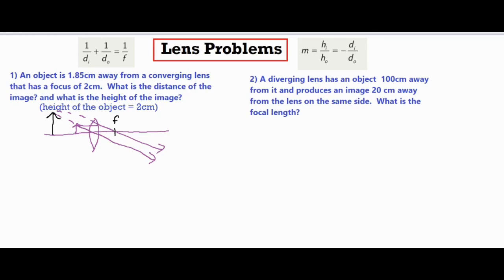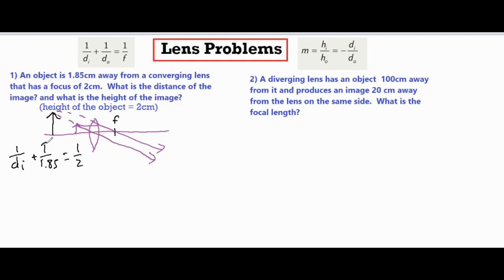So let's go ahead and start plugging in our numbers. We're going to start off with this formula over here because we have our distance of the object and our focus. So we're going to want the distance of the image first. So 1 over di plus 1 over 1.85 equals 1 over 2. Now the standard unit for distance is normally meters, but I have everything in centimeters. So as long as I stay consistent with that unit, my answer is going to come out in that unit as well. So my distance of the image is just naturally going to come out in centimeters.